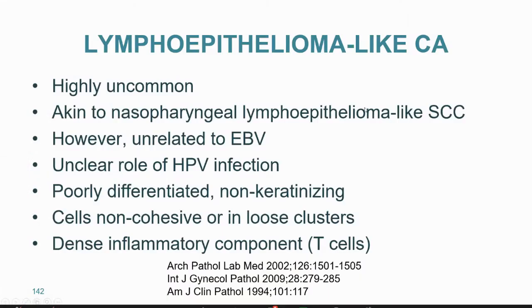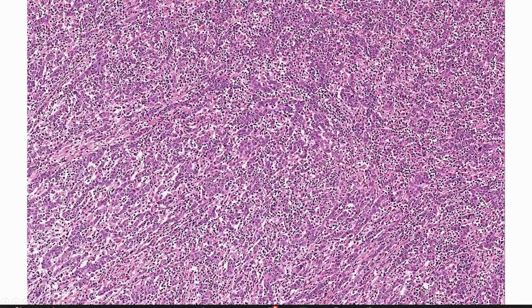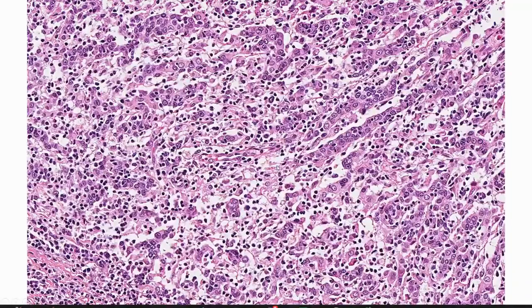The last two variants I'm going to mention is the lymphoepithelioma-like carcinoma, which is highly uncommon. It resembles what we see in the nasopharyngeal lymphoepithelioma-like squamous cell carcinomas of the head and neck region. Unlike those tumors, tumors described in the cervix are not related to EBV infection, and the role of HPV infection is at most unclear at this point. And they're very poorly differentiated, and they're obscured by the presence of this very heavy lymphocytic infiltrate.